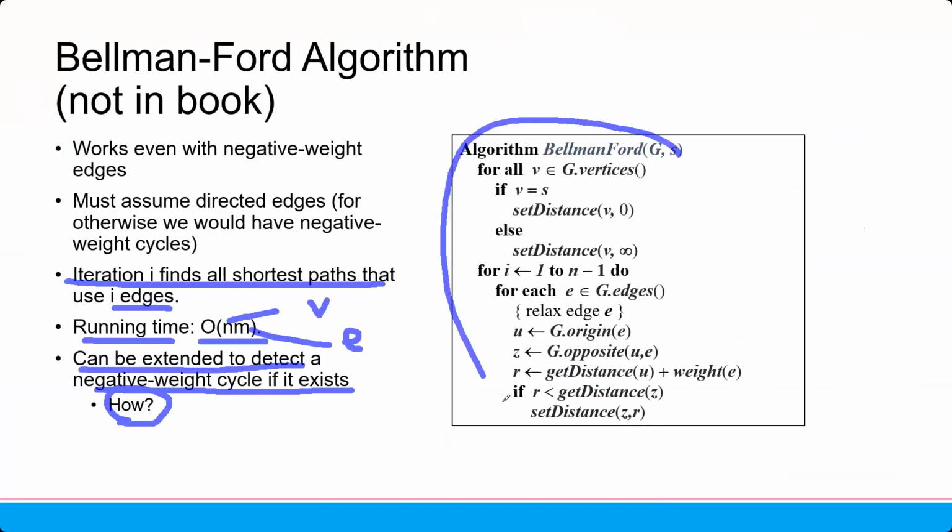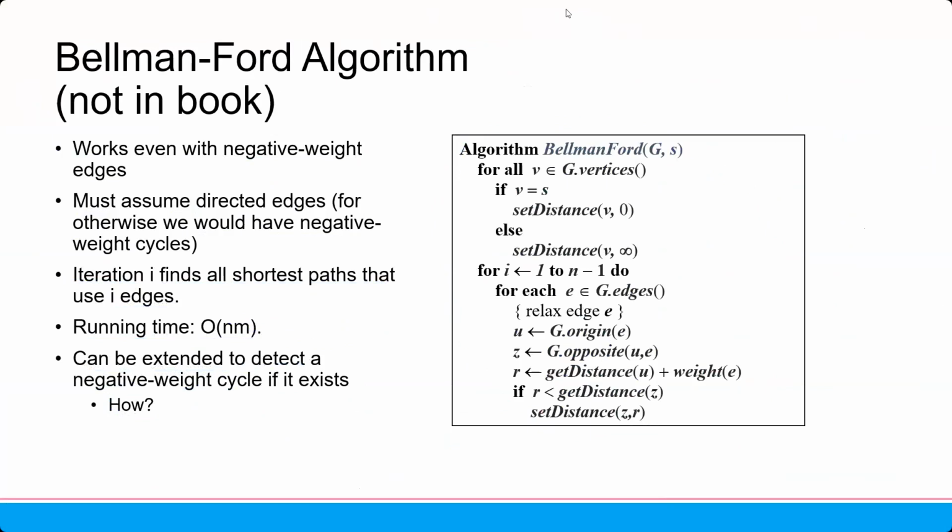First, let's look at the Bellman-Ford algorithm. For all vertices, let's check if the vertex V equals S. S is the starting node, and V is all possible nodes or vertices. Now, if V equals S, then set the distance of V to 0. So the distance from S to S is 0. Else, set the distance at first as infinite.